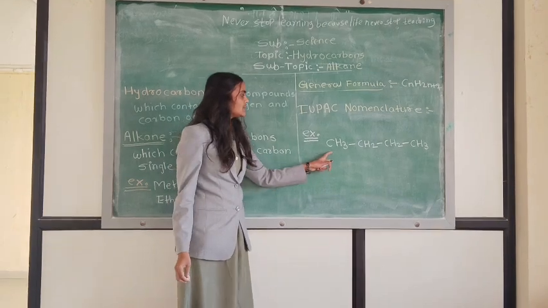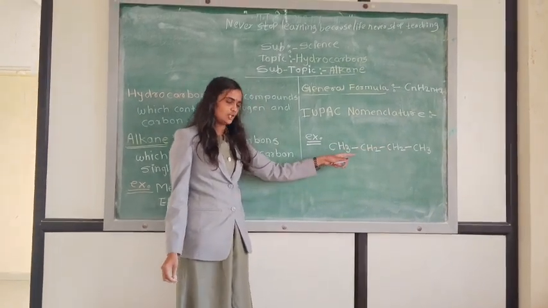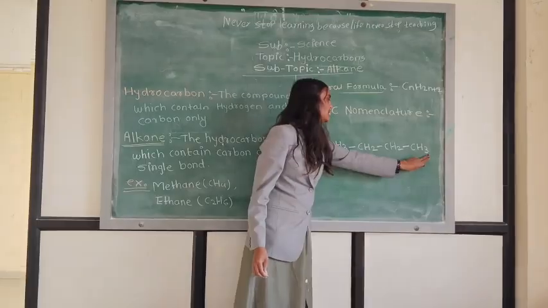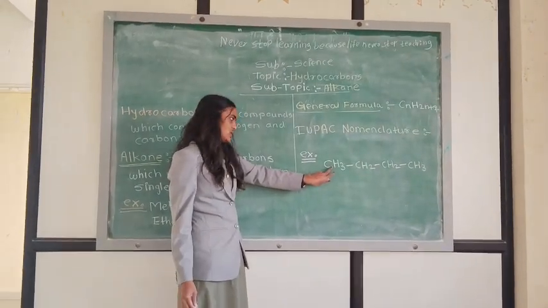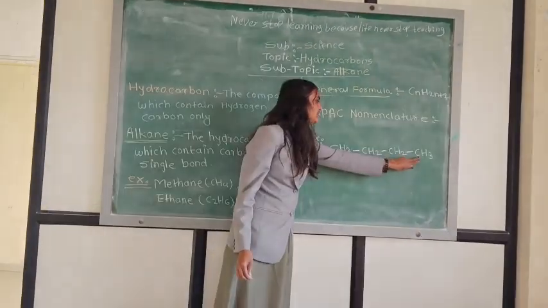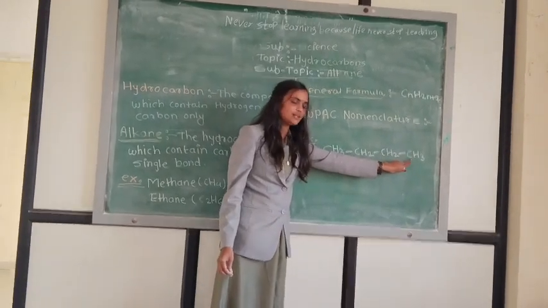We will select the longest chain. Okay. So this is the longest continuous chain. Now we will count the number of carbon atoms. So 1, 2, 3 and 4. 4 carbon atoms are present in this structure.